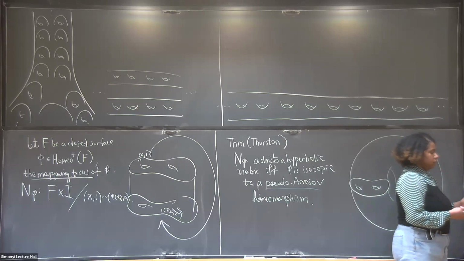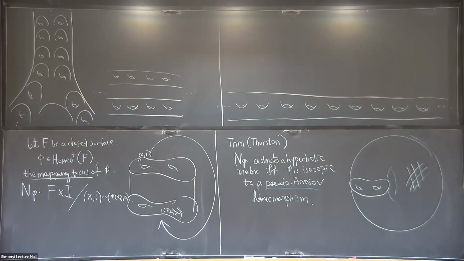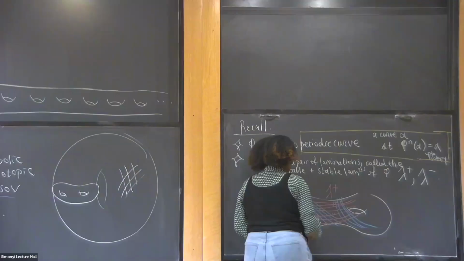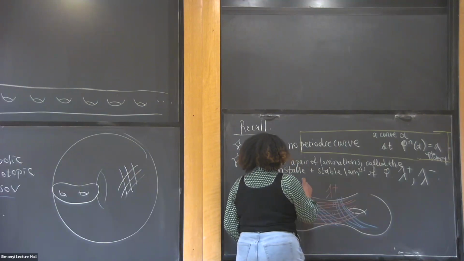What do I mean by lamination? It's just some collection of disjoint geodesics that are really homing around in my surface. I can't draw an accurate picture because it's locally infinite, but let's pretend these geodesics are going on forever and ever, and they're kind of spinning around. Here's a local picture. Maybe this one is going like that. I'll call this lambda plus, and this is lambda minus.